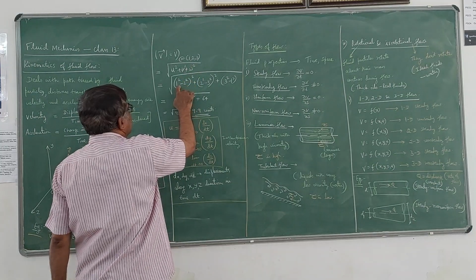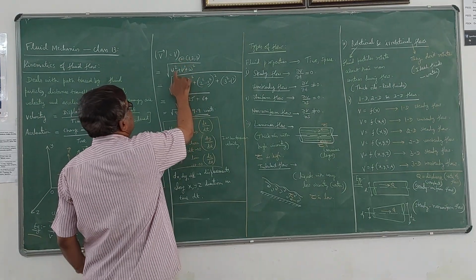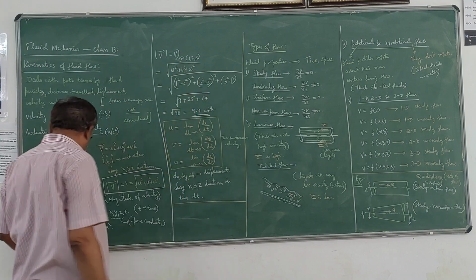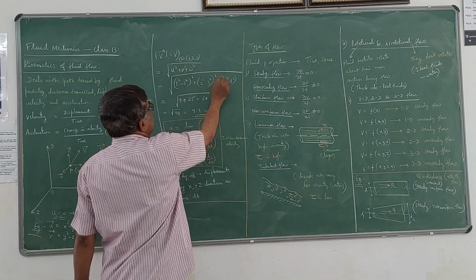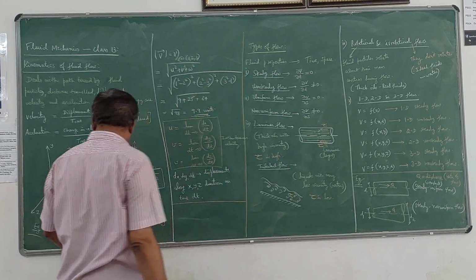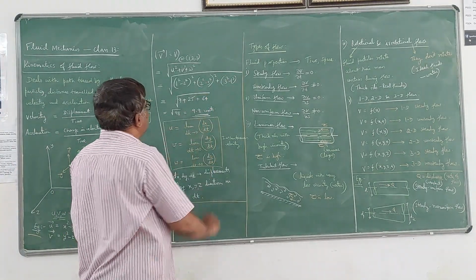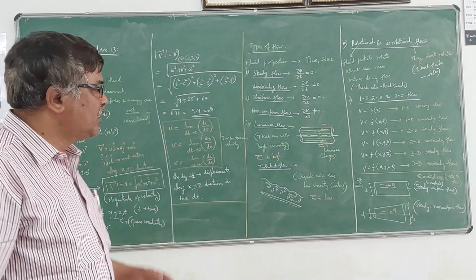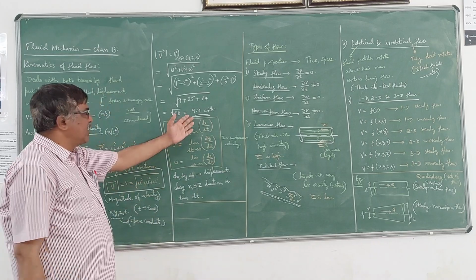If you substitute that, u square is 1 square minus 2 square, squared, plus v square, where v is y square minus z square, that is 2 square minus 3 square, squared, plus w, which is z square minus x square, that is 3 square minus 1 square, squared. If you simplify that, you get root of 98, that is 9.9 units. It may be in meter per second or centimeters per second, whatever it is, so that's why I have written it as units.